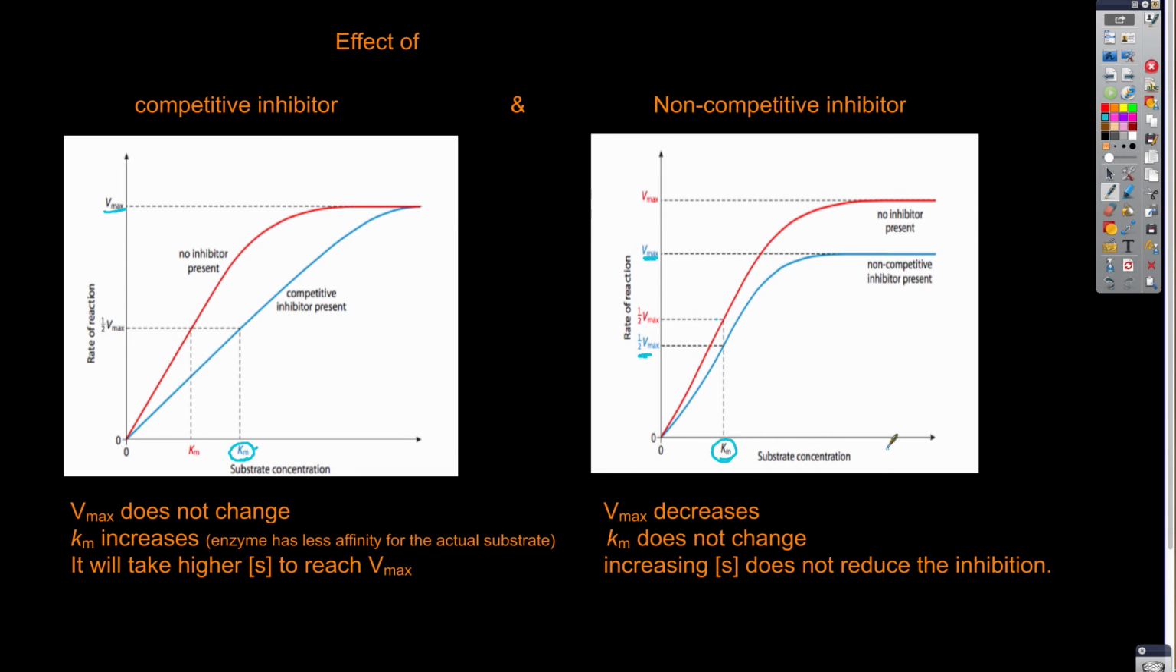So look at the graphs carefully, go back and forth to the vocabulary, and make sure you know the difference between competitive and non-competitive inhibitors, and also their effect on the rate of reactions.